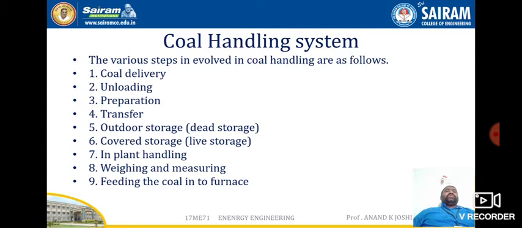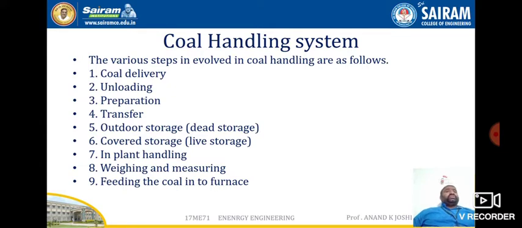The next one is unloading. In unloading, different types of equipment are used to unload the coal in the plant, depending upon how the coal is going to be received at the power station: by road, by rail, or sometimes by ship. If trucks are used for the delivery of the coal, there is no need for unloading devices. The same trucks are used to dump the coal into the storage.